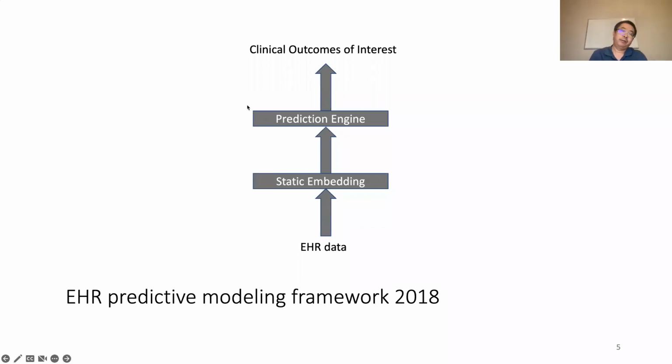The overall framework of predictive modeling using EHR is basically from EHR data. We use so-called static embedding. We translate those individual medical codes into a bunch of numbers, and that's more digestible for the neural network. And we use a prediction engine, basically another neural network taking those numbers in and then predicting the outcome of interest.